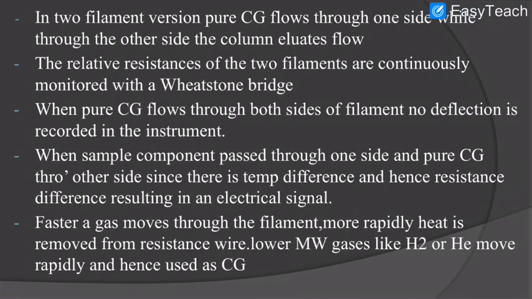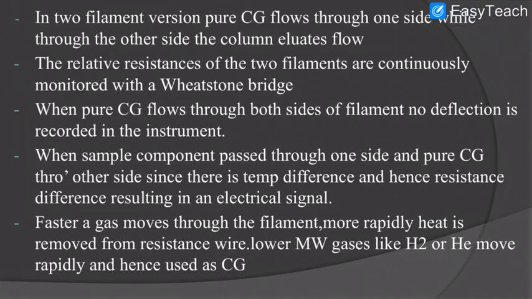So in the two filament version, carrier gas flows through one side, while through the other side column eluate flows. The relative resistances of the two filaments are continuously monitored with a Wheatstone bridge. When pure carrier gas flows through both sides, there is no deflection. When the elution is taking place, at the time when no compound is coming out of the column, only carrier gas will be coming out. In that case, carrier gas flows through both the filaments, so the resistance will be the same, and there is no difference in the resistance. So there is no deflection recorded in the instrument.